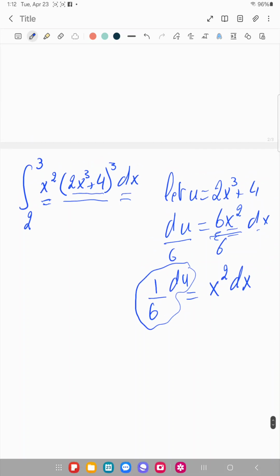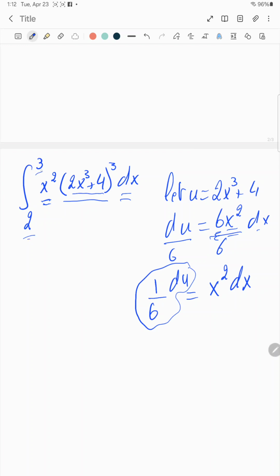But now, if I want to replace by u, I cannot put between 2 and 3, because x is between 2 and 3. So let's write it and then we change those numbers after. So it becomes the integral of u to the power of 3, with 1/6 outside, du. Because x squared dx is 1/6 du, and this is u to the power of 3.